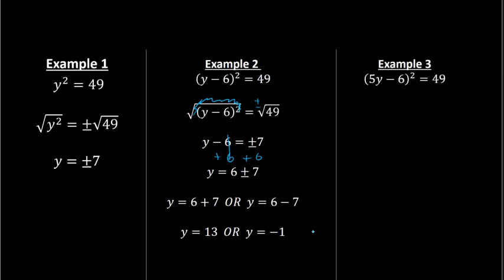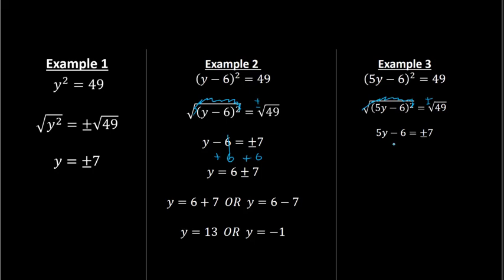Example 3, we have 5y minus 6 squared equals 49. So this one again is the same process. Because we have a perfect square on the left side, we can get rid of the square by taking the square root. When I take the square root of both sides, on the left side, the square and the square root will undo each other. I'm left with 5y minus 6. And on the right side, we have a positive or negative square root of 49, which is a positive or negative 7. So then we can solve this by getting rid of the minus 6 and the times 5.